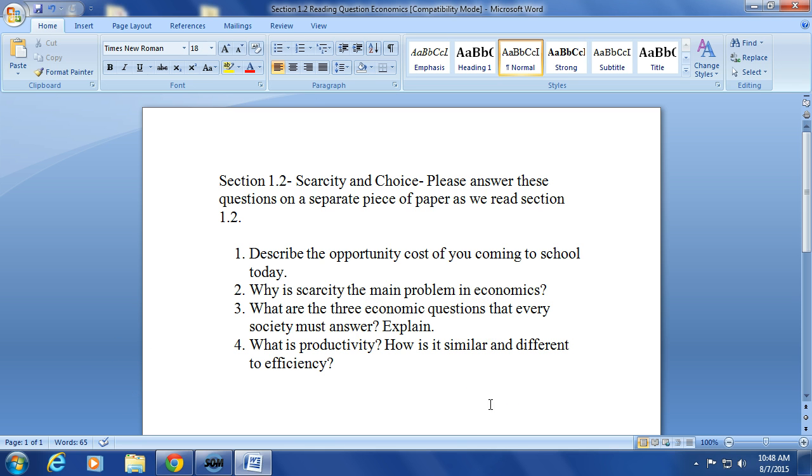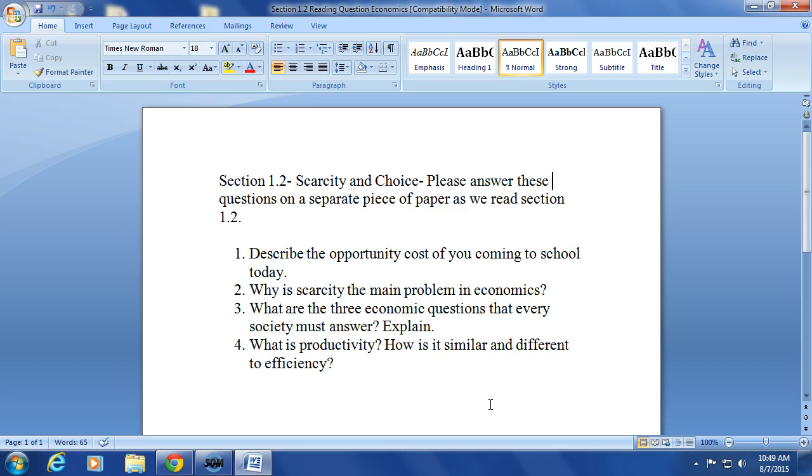All right, so let's move on to question number 2 here. It says, why is scarcity the main problem in economics? If you look at page 8, you'll see where it says scarcity in red, and there's a paragraph right below that. The last sentence of that paragraph gives you the answer to that question. So it says scarcity is the most basic problem of economics because it forces people to make decisions about how to use resources effectively.